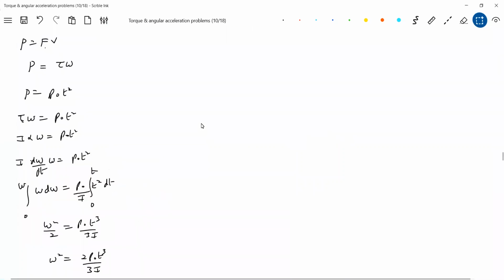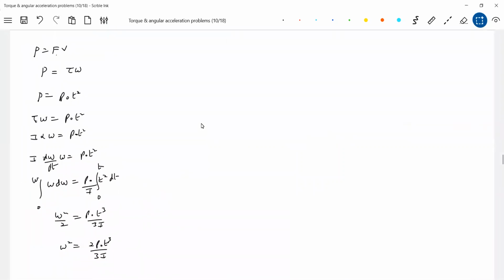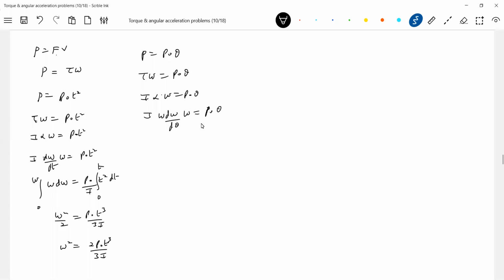Now the same thing, the power acting on a rigid body. What is I? I is the moment of inertia. If the power acting on a rigid body varies as a function of angular displacement, then what you are going to do again: tau omega equals P naught theta, and this should be I alpha times omega equals P naught theta. Alpha you can write as omega d omega by d theta.